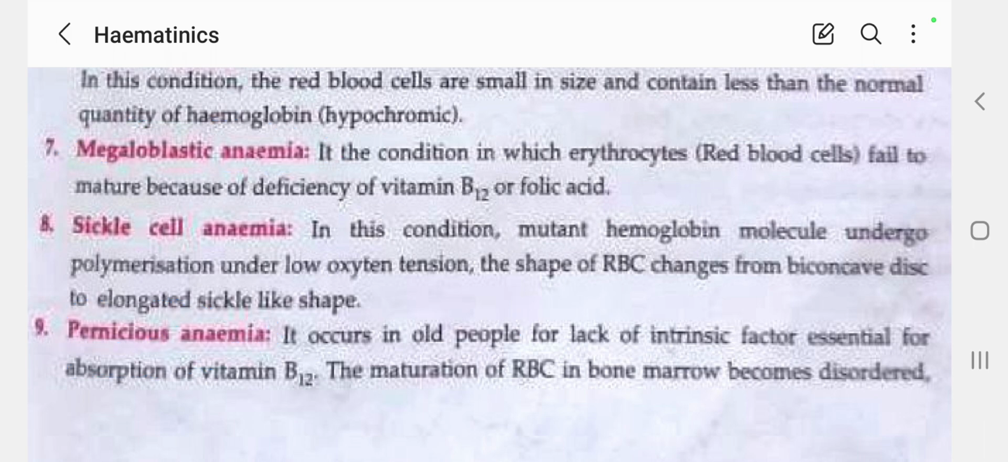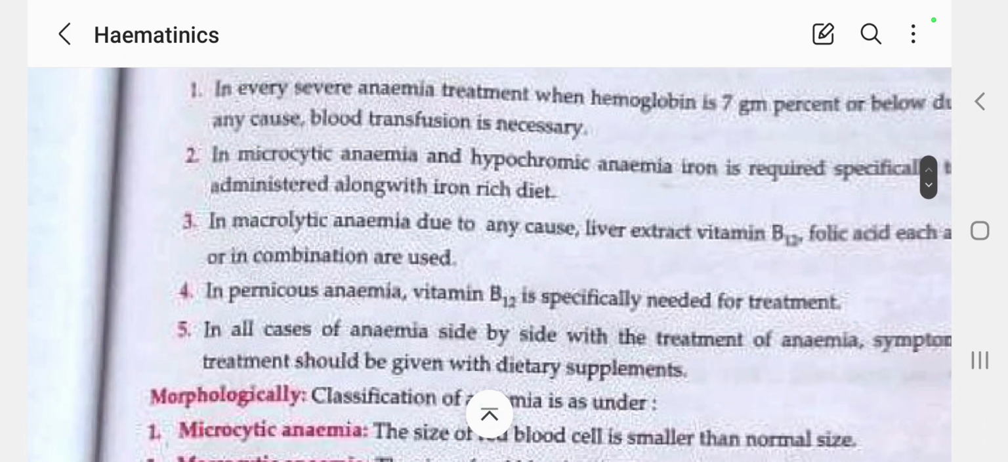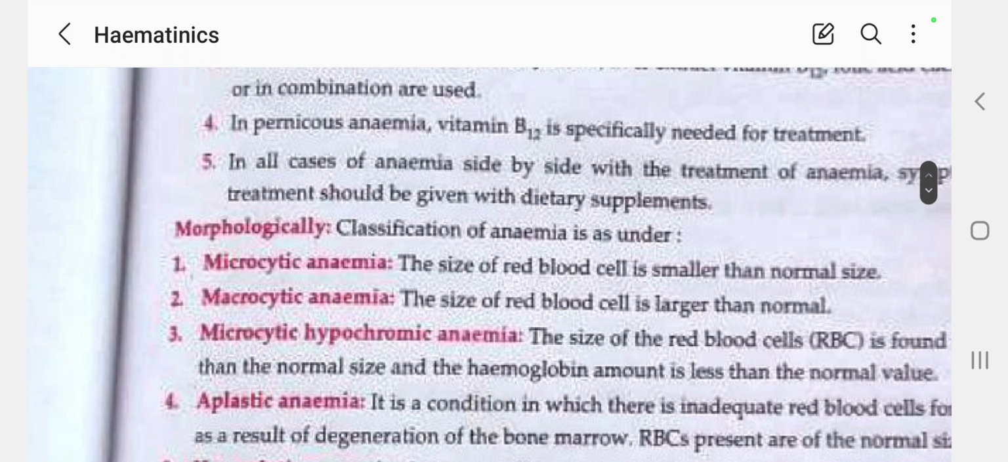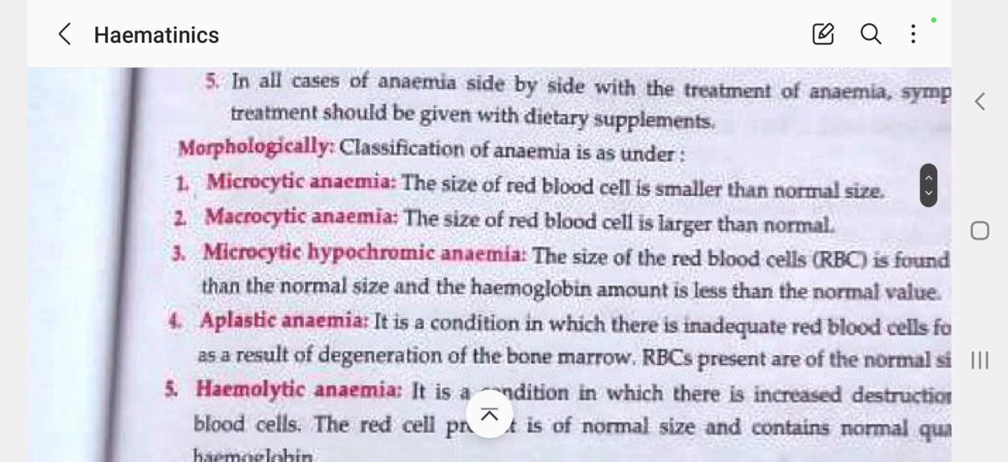So far we have discussed different types of anemia. Microcytic anemia means the size is smaller than normal, macrocytic means the size is larger than normal RBC, and microcytic hypochromic means the size is smaller than normal and the hemoglobin amount is also less than the normal value. Aplastic means inadequate red blood cells, that is, not a sufficient amount of RBCs, resulting from degeneration of bone marrow. Here the bone marrow is responsible for the production of RBCs.